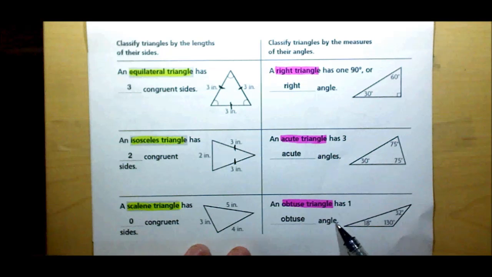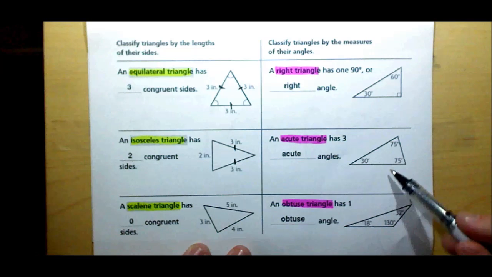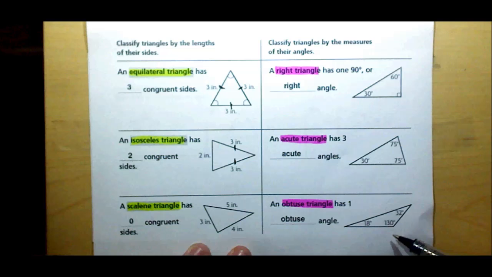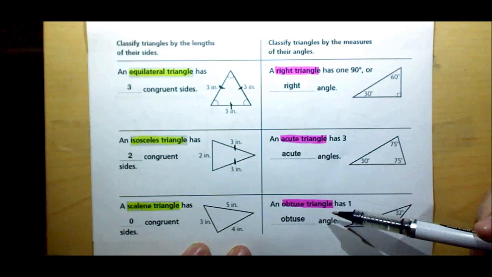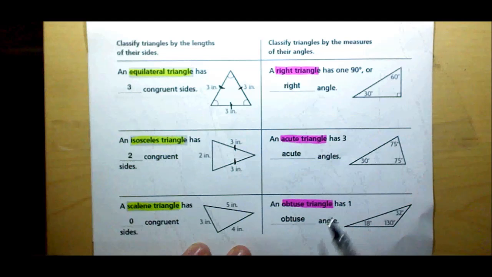An obtuse triangle is a triangle that has one obtuse angle. This angle here is 130 degrees. You can see that it's bigger than a perfect corner, bigger than a right angle, bigger than 90 degrees. So it is obtuse. If there's one obtuse angle, the other two are always going to be acute. So this is called an obtuse triangle. Every triangle is either a right triangle, acute triangle, or an obtuse triangle. So it's going to be one of these and one of these. This is our cheat sheet.